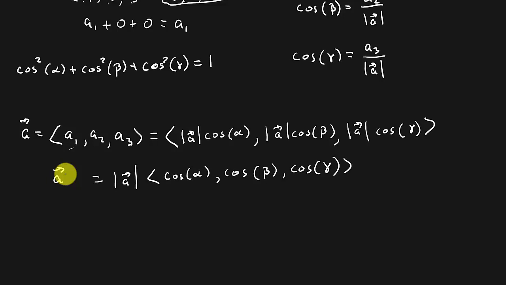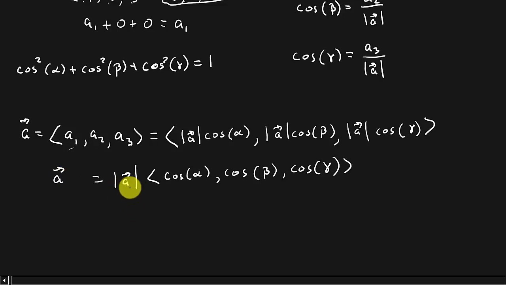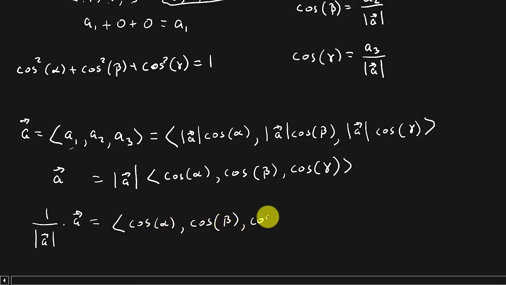So what now? Well, let's divide both sides by the magnitude of A. So that's going to give me 1 over the magnitude of A times vector A is equal to cosine alpha, cosine beta, cosine gamma.